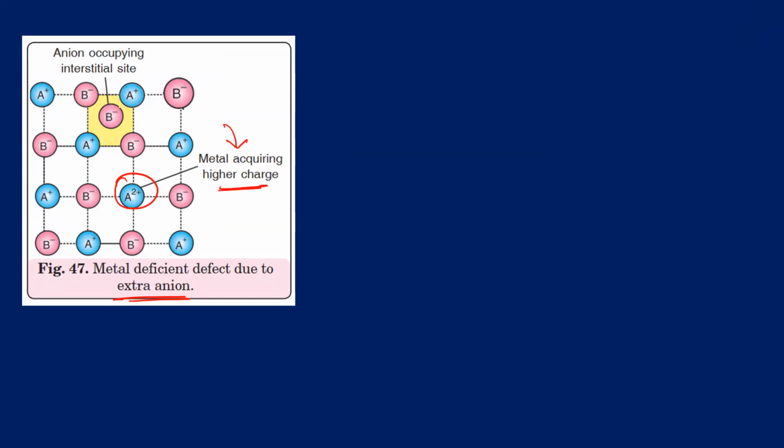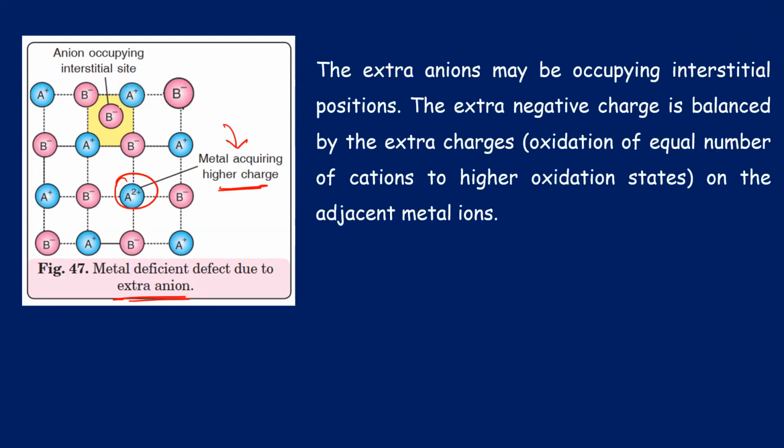So in both the cases you have the same type of balancing consequences. Here also the extra anion may be occupied. The extra negative charge is balanced by the extra charge on the adjacent metal ions.